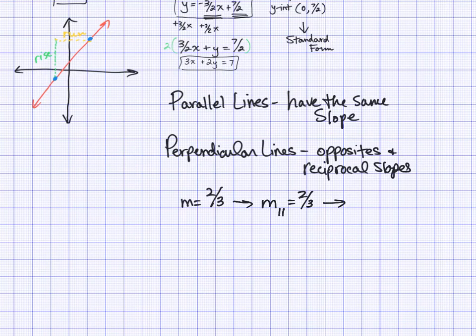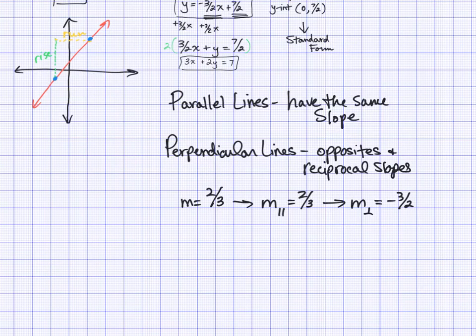But what if I have a line that's perpendicular to the original line? What would its slope be? Well, again, they're opposites and reciprocals. Opposites, I mean opposite signs. Opposite signs would make it negative, and the reciprocal would make it 3/2. So the opposite reciprocal, or perpendicular slope, would be negative 3/2.